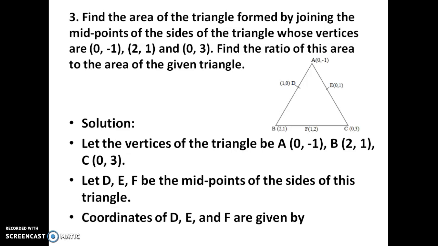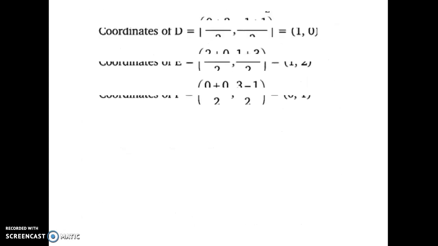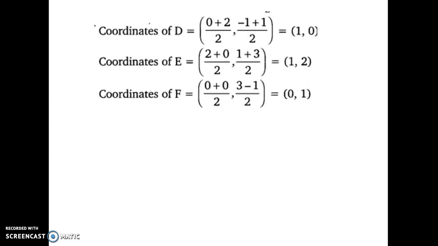Then the coordinates of D, E, F we have to find out first. How will we find this? In the previous exercise we did it by the midpoint formula. In the question itself it is given that D is the midpoint of AB. So you have to take the coordinates of A and B and find the midpoint, so that you will get the coordinates of D.